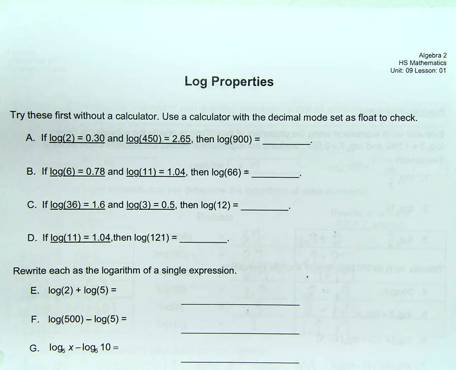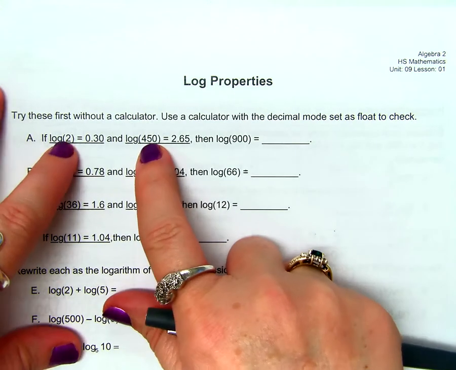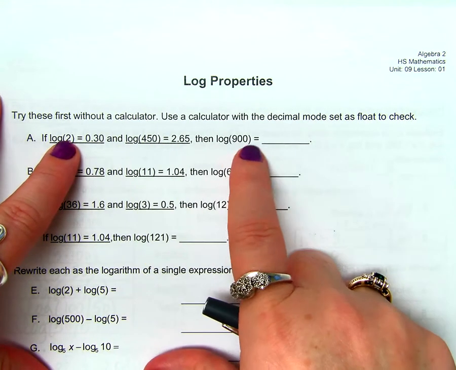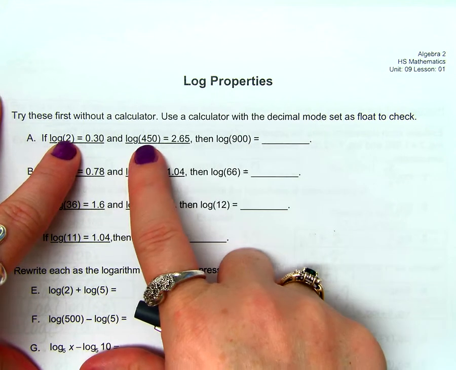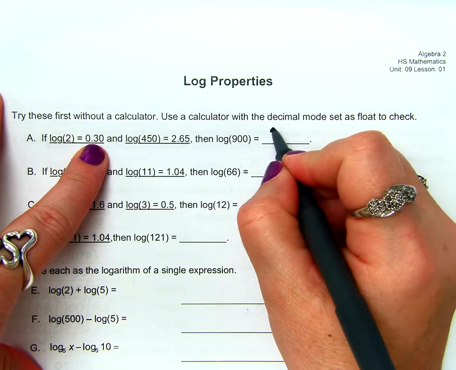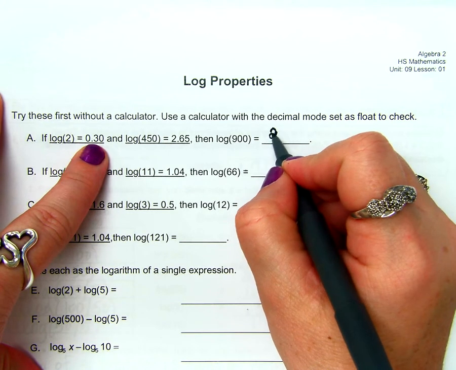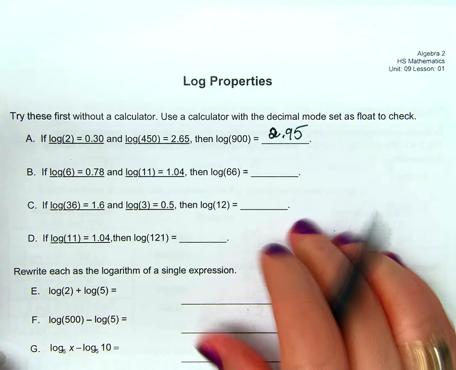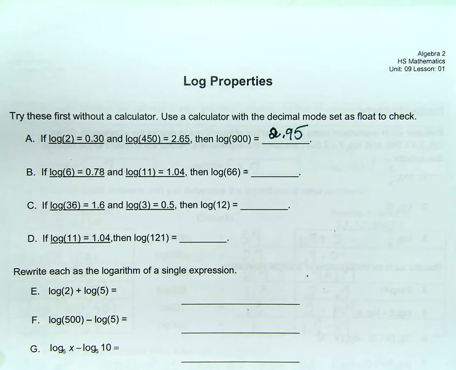Try these first without a calculator. It says then you can use a calculator to check if you want to, but we are smart. And so we are going to use the calculator to check because we are smart. Okay? So what are we doing with these two numbers, the arguments, to get the new argument? We are multiplying, so what do we need to do with these two numbers? Add them. What do you get? 2.95. So somebody in their calculator, please do log of 900. It's 2.95, isn't it?